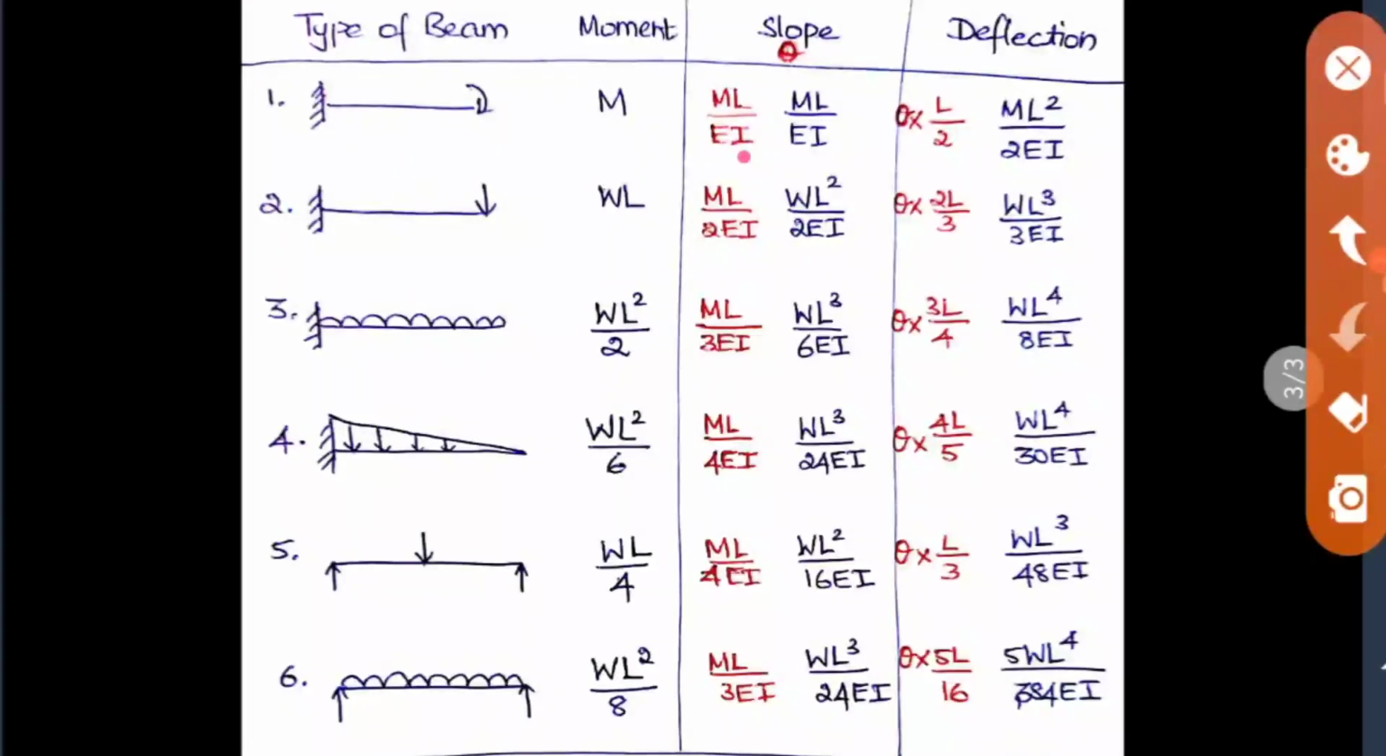So for the first case it is ML by EI, and ML by 2 EI in the next one, and for the next it is 3 EI, and for the next it is 4 EI, and the next again it is 4 EI and it's 3 EI. So this last 2 alone it's repeating in the reverse order.